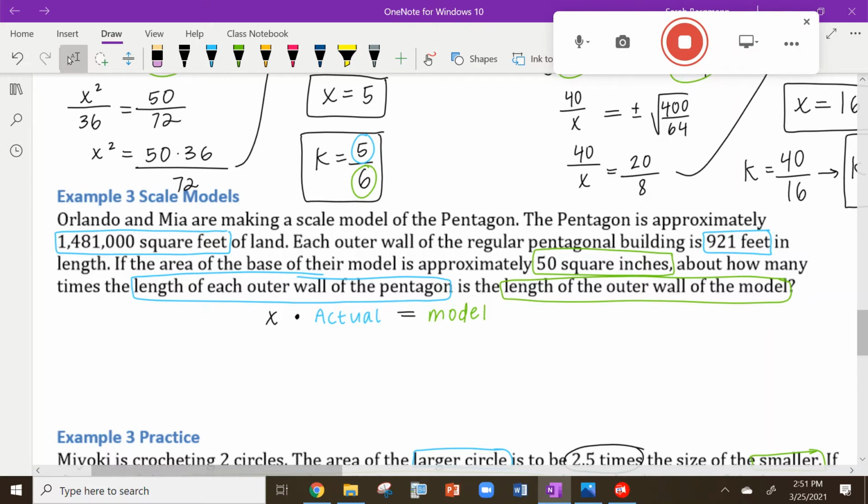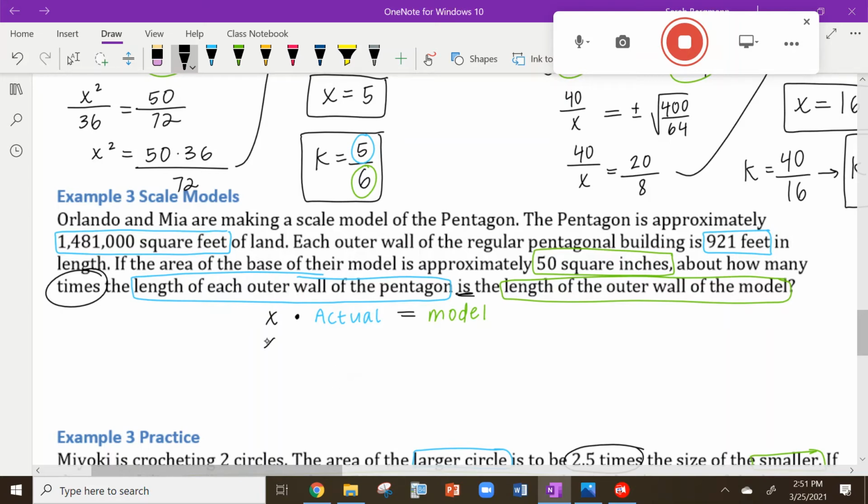If the area of the base of their model is approximately 50 square inches, about how many times the length of each outer wall of the Pentagon is the length of the outer wall of the model? We did problems like this when we were talking about scale factors previously, but remember, you need to read that last sentence and write it out word for word. So how many times, that's x, the length of the actual Pentagon is, remember, is represents equals the length of the model. Now we're not talking about areas here, this is talking about lengths.